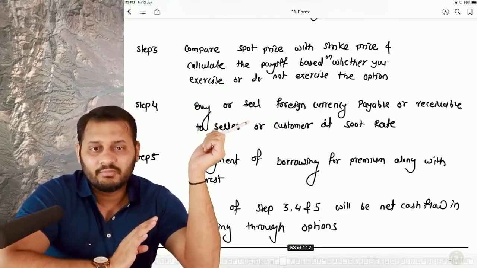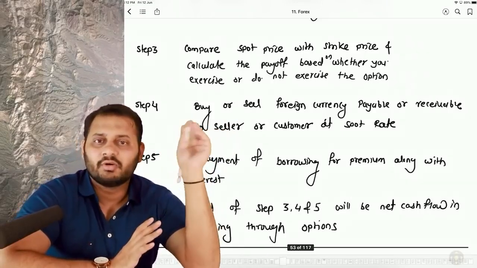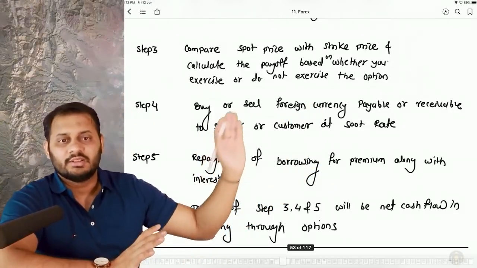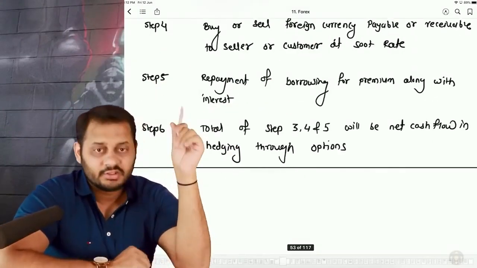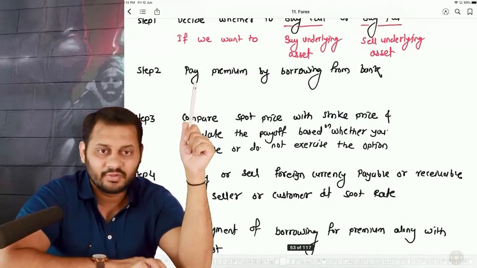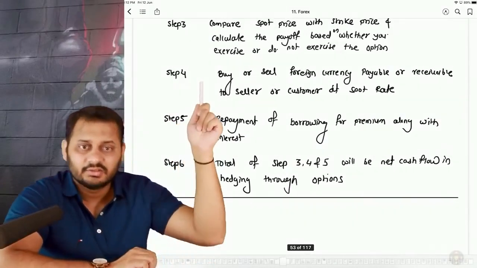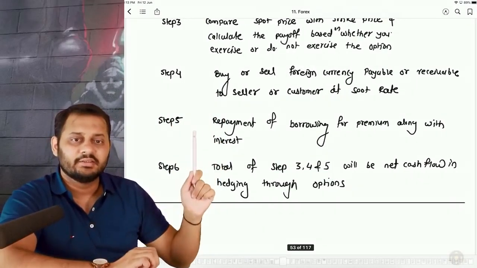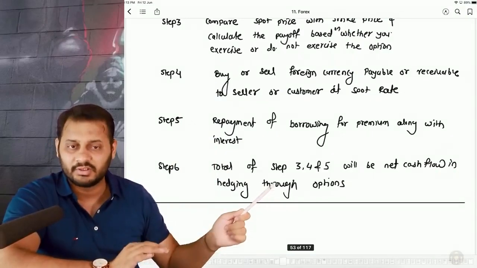In step 4, we will buy or sell foreign currency which is payable or receivable to the seller or customer at spot rate. So buy foreign currency payable to the seller, sell foreign currency receivable by the customer at spot rate. Now, step 5, repayment of borrowing for premium along with interest. You borrowed some amount here to pay the premium. Now you will repay it. So step 3 is the option settlement, step 4 is the customer contract settlement, and then 5 is the repayment. Step 3, 4, 5, the total of this will be the total payable or receivable in option contract.